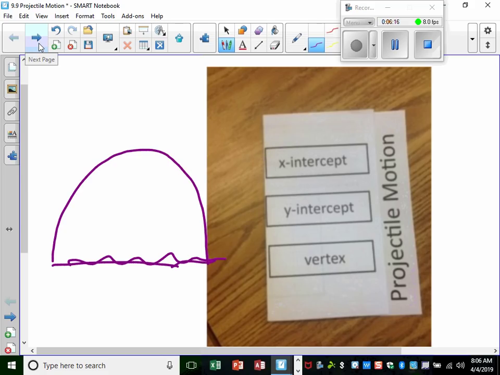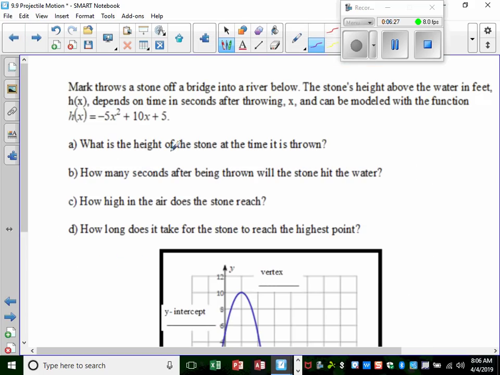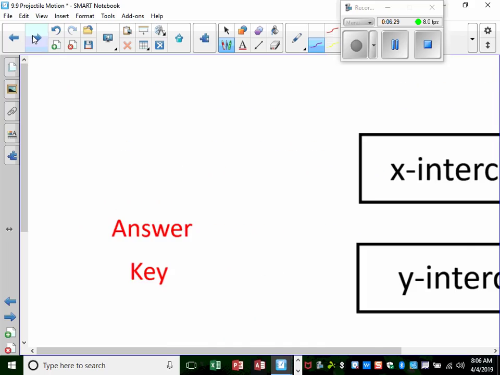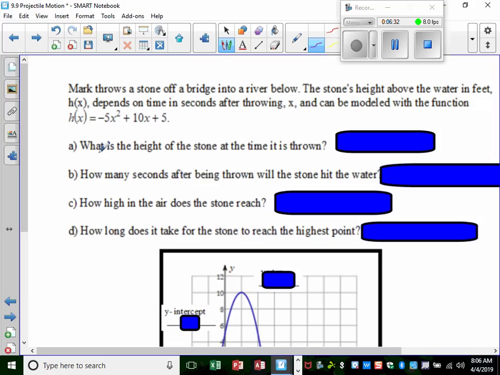Okay, so anything that's projected, whether it's a ball or a rocket, will always follow the curve of a parabola. So let's start off with just the problem itself, and I'm going to actually go to where the answers are. So it says, what is the height of the stone? Mark throws a stone off a bridge into a river below. The stone's height above the water in feet, h of x, would be the same thing as y equals, depends on the time in seconds after throwing. x is modeled with this function.